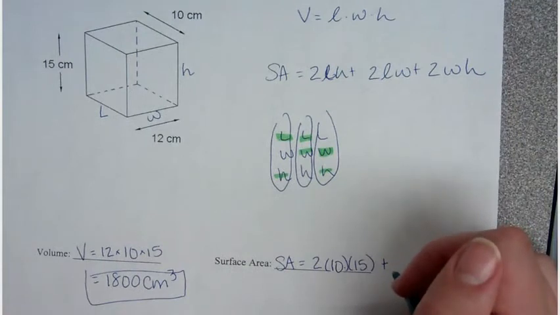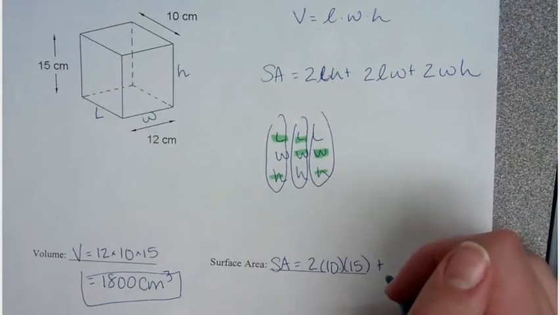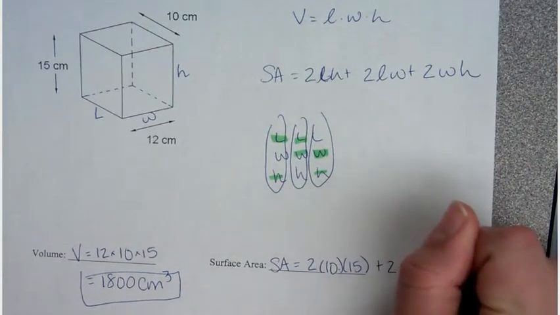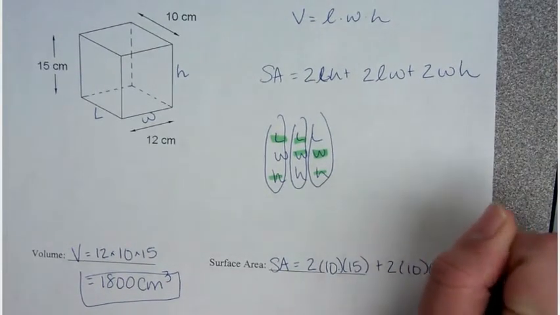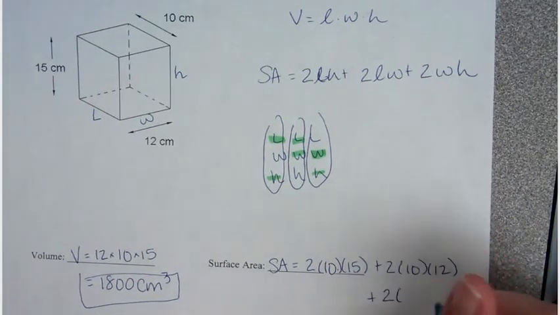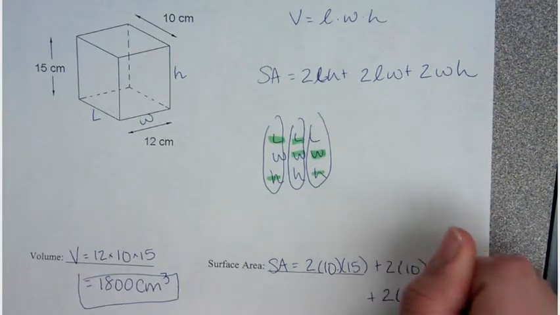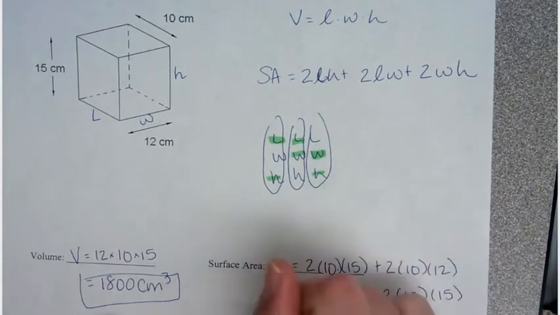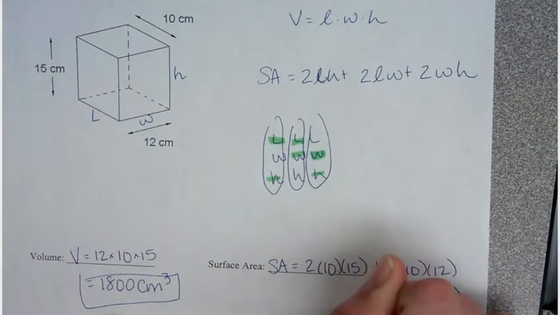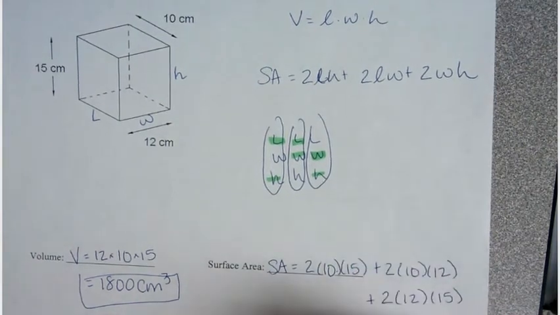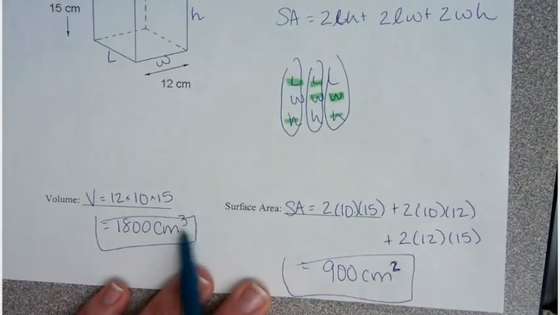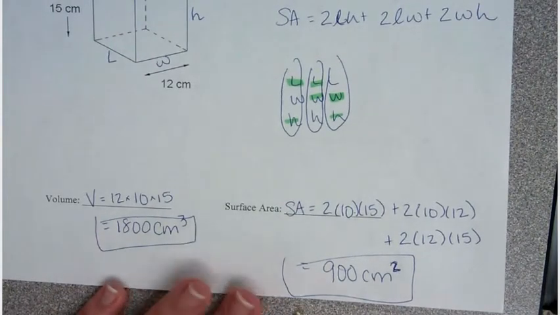And then our next one was 2 times the length, which is 10, times the width, which is 12. I'm going to add on my last one, which is width and height, which is going to be 12 and 15. And when you simplify all of this, you guys should get 900 centimeters squared. Notice that surface area has units that are squared and volume has units that are cubed. Okay, that's really important for you guys to remember.